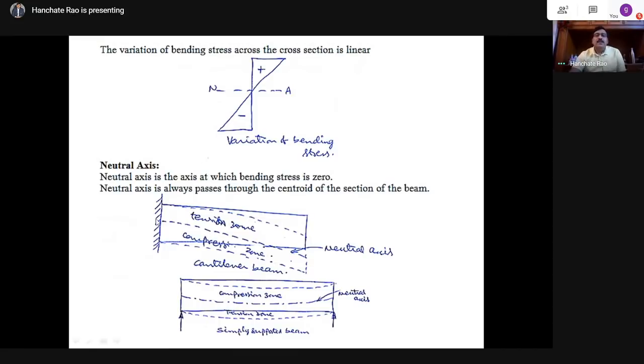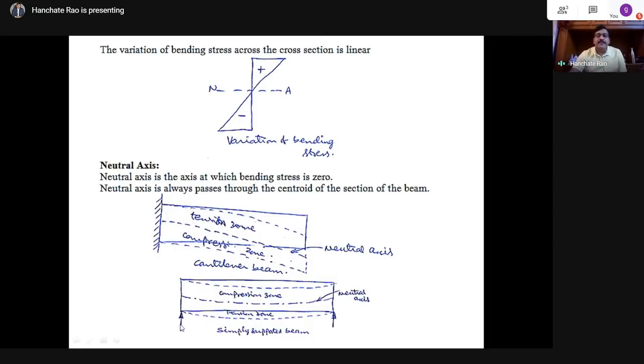So here, if we take this cantilever beam, we call all the zone above the neutral axis the tension zone. All the zone below the neutral axis is called the compression zone. Because below the neutral axis there is compression, and above the neutral axis there is tension. So compressive stresses will be there below the neutral axis, and tensile stresses will be there above the neutral axis in case of a cantilever beam subjected to downward loading.